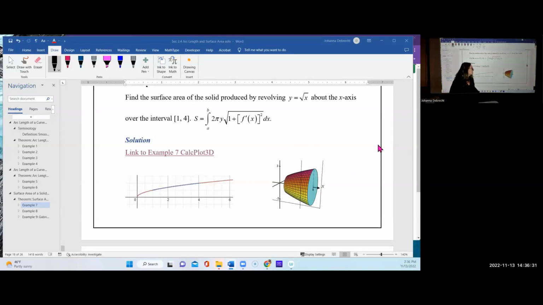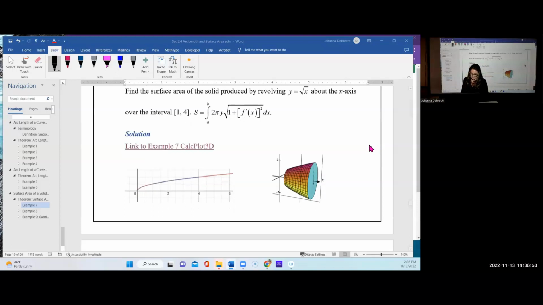So let's go ahead and take our curve, which is y equals the square root of x, and plug it into this formula. The y value itself is the square root of x. So I will replace the y variable here in the formula with the square root of x. Now I also need to find the derivative and then square it and then add 1 for the arc length part. So let's start with the arc length part.